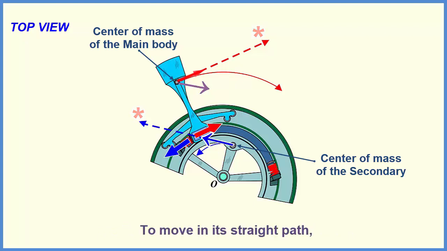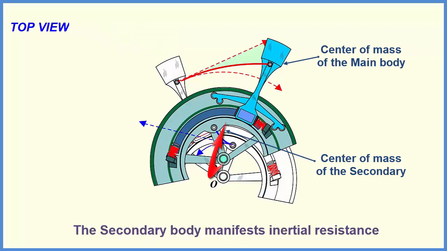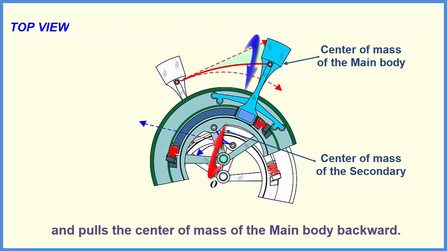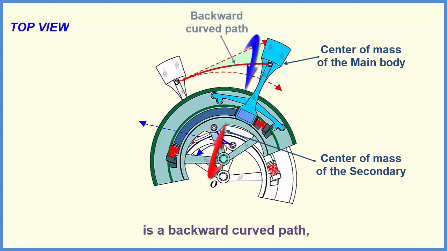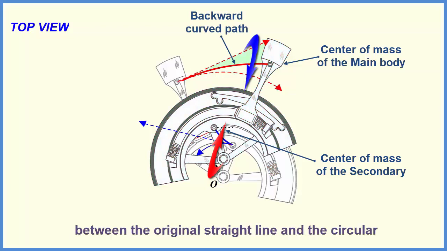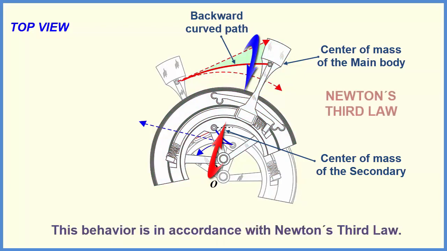To move in its straight path, the center of mass of the main body pulls the secondary body forward. The secondary body manifests inertial resistance and pulls the center of mass of the main body backward. Consequently, the path followed by the center of mass of the main body is a backward curved path between the original straight line and the circular path around the center of rotation O. This behavior is in accordance with Newton's third law.